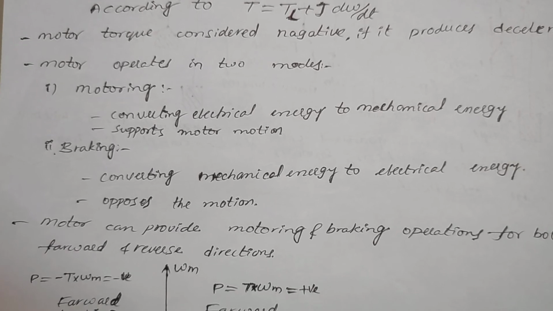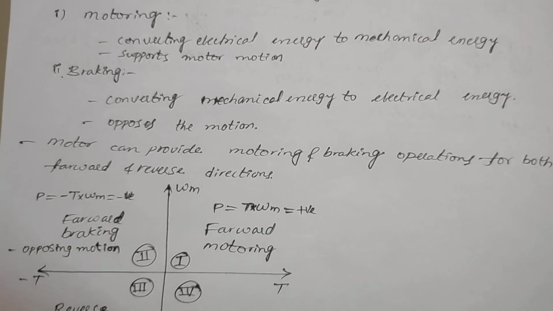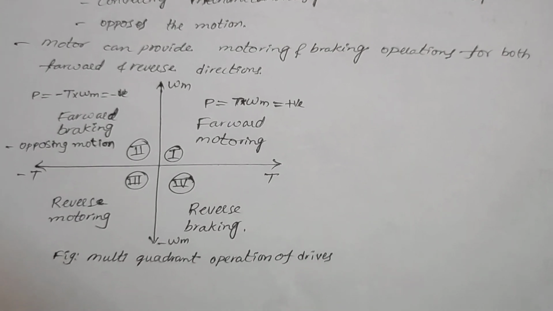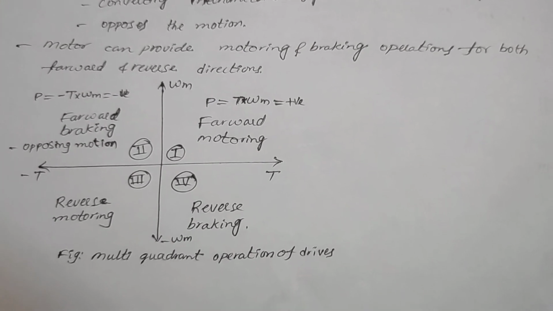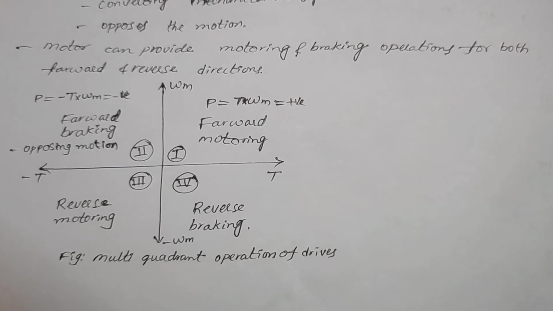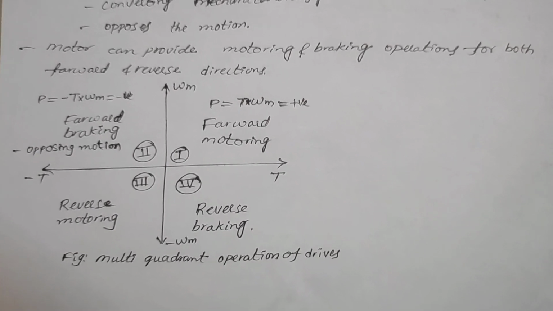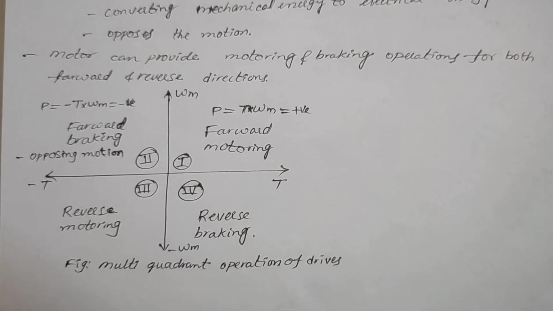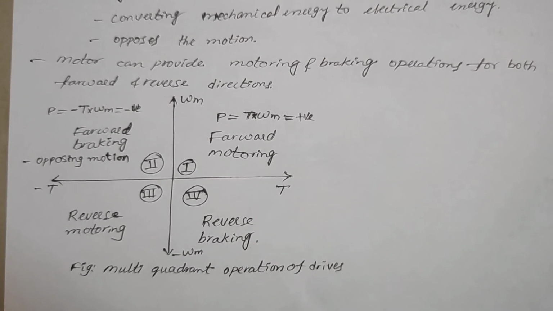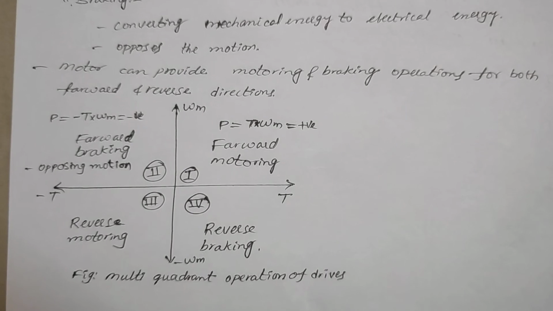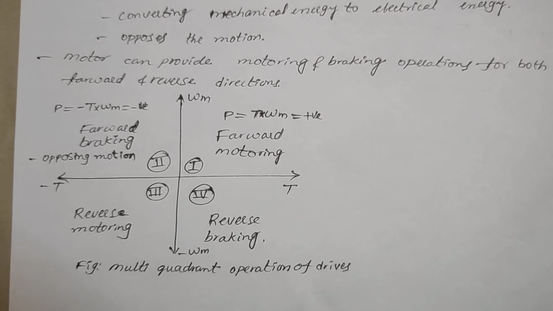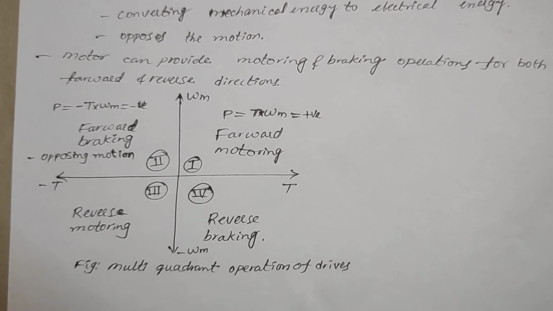So hence the motor can provide the motoring and braking operations for both forward and reverse direction. That means if your speed is in the positive direction, your speed may be in the reverse direction also. That is called the negative speed. If your speed is positive, the motor will be in motoring mode as well as the braking mode. Likewise, if your speed is negative, in that case also your motor will be in motoring mode as well as the braking mode.